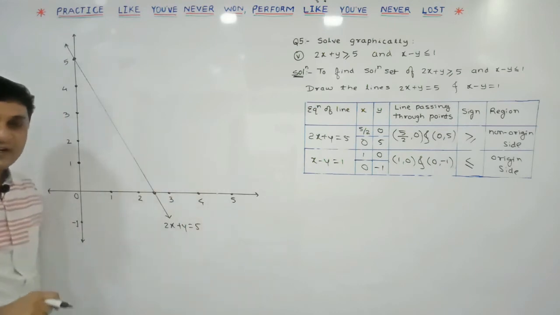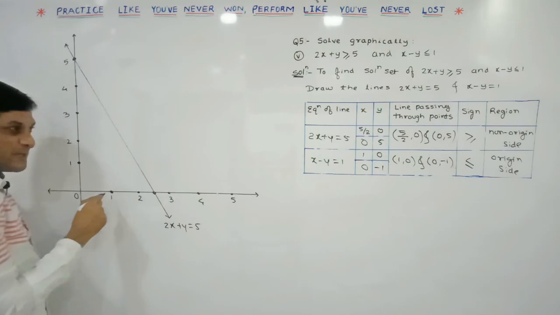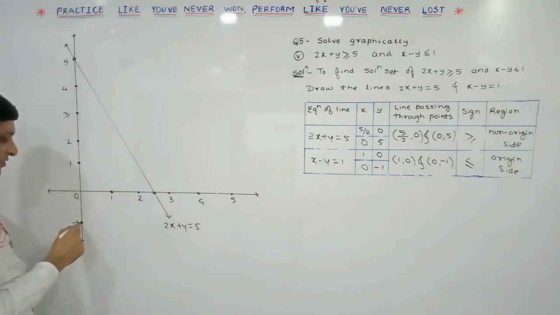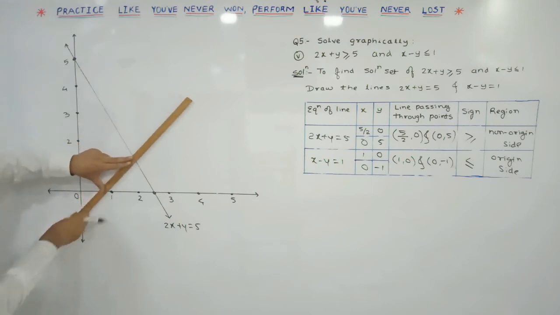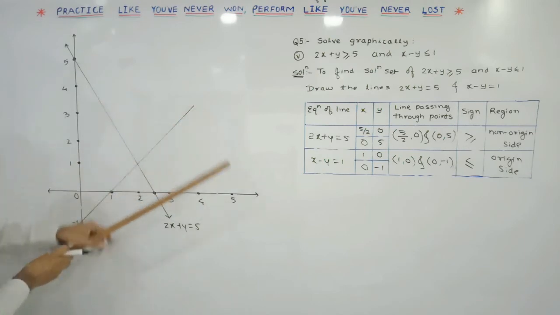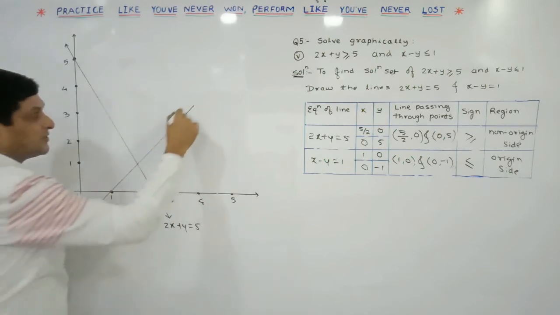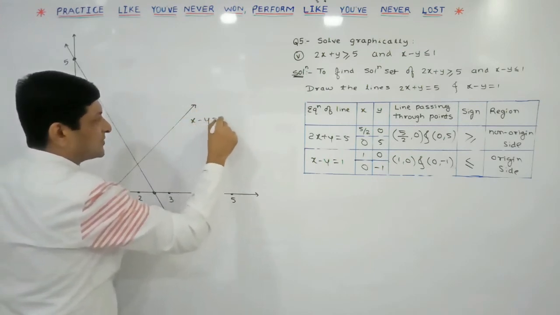Now observe the coordinates of two points on the second line. The coordinates of one point are 1 comma 0 and of the second point are 0 comma minus 1. So once two points are known to us, draw a line passing through these two points. So this will be our second required line. And what is the equation of this line? The equation of the second line is x minus y is equal to 1.